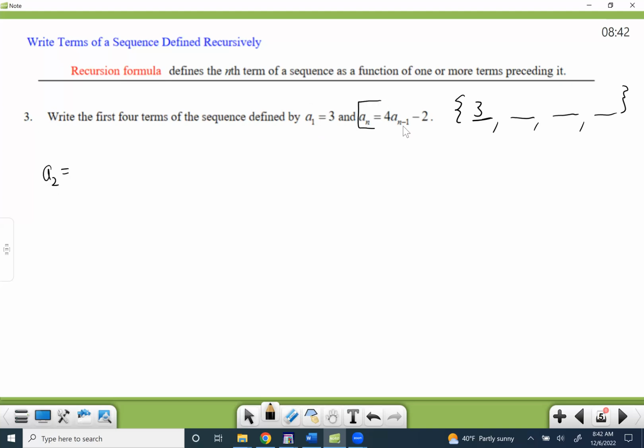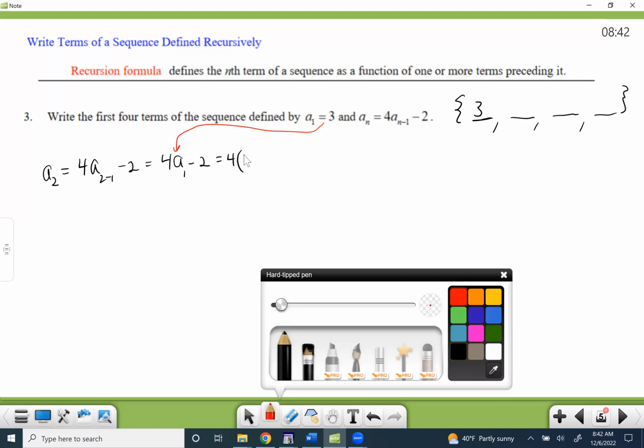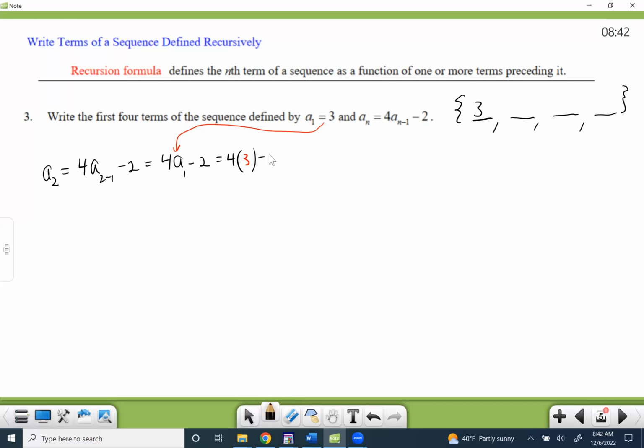Okay, so I'm looking at this formula now, you guys. I'm going to be plugging in 2 for all of my n's. If I plug a 2 in for this n, I have to plug a 2 in for that n as well. All right, so we would have 4a sub 2 minus 1, take away 2. All right, a sub 2 minus 1 would be a sub 1. And now you can see why they gave us the first term. I have to plug in a sub 1 right here in order to be able to compute this. So we're going to have to plug in the 3. All right, 4 times 3 is 12. 12 take away 2 is 10. So 10 is going to be our second term.